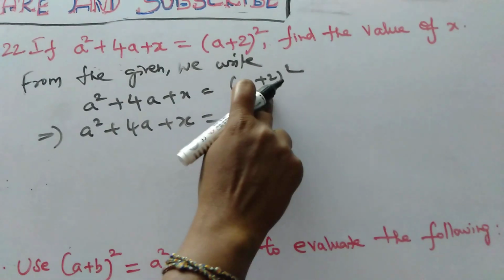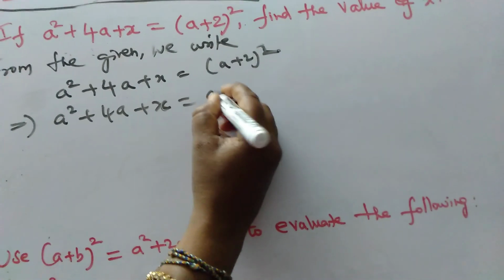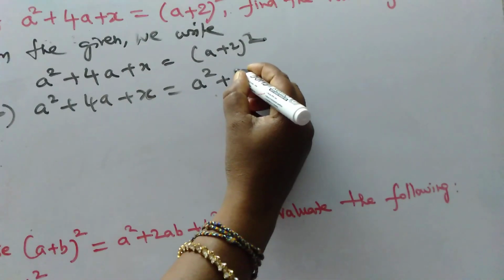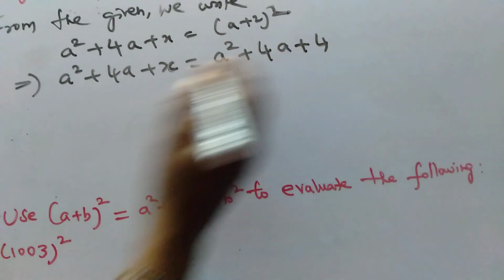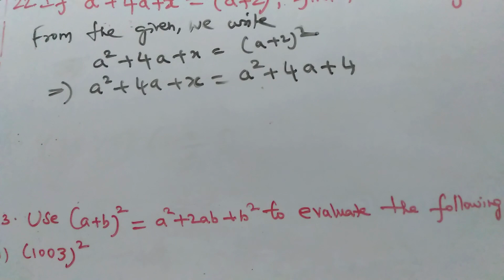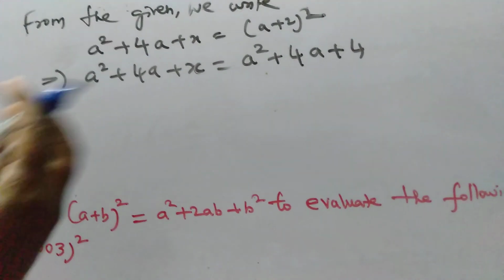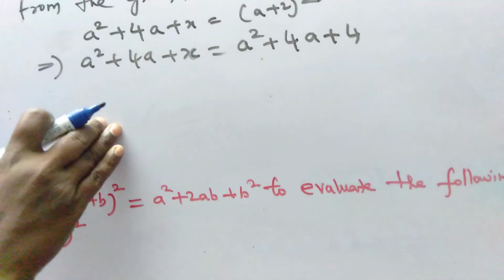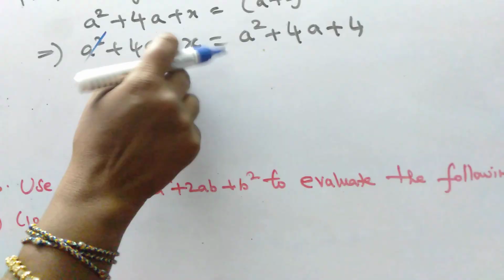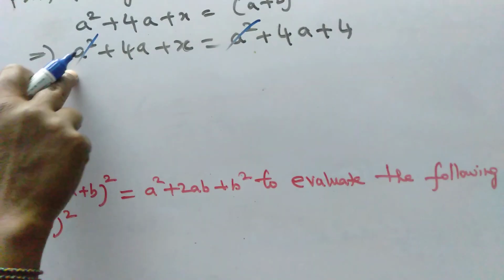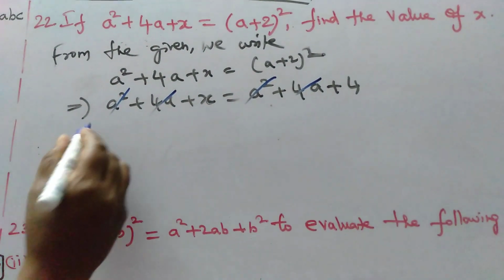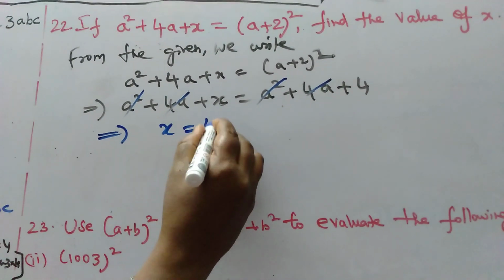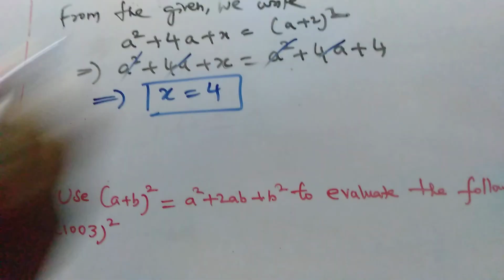It is in the form a plus b the whole square, which is a square plus 2ab, that is 4a plus 4. So both the sides are equal. Both the terms are equal. If you bring this to this side, that also becomes minus. So opposite sides in the equation, both the terms are the same with signs not the same, then we can cancel that one. So you are getting x is equal to 4, which is the solution of x. Okay, let us go to the next question.